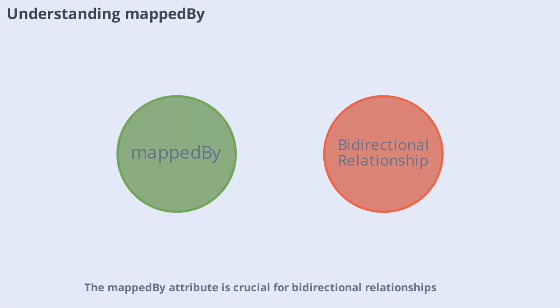The mappedBy attribute is crucial for bidirectional relationships. It tells JPA which entity owns the association. In our case, mappedBy equals profile in Profile means that user manages the foreign key and the relationship.